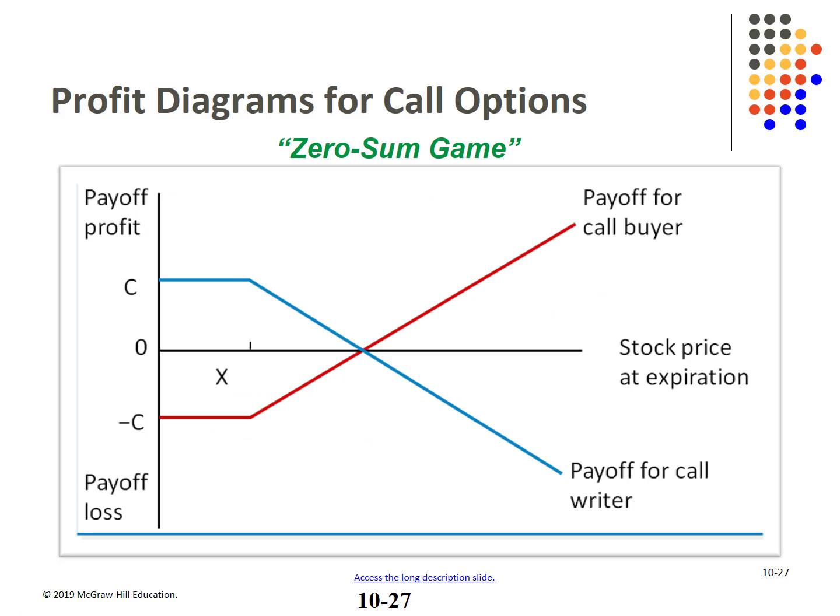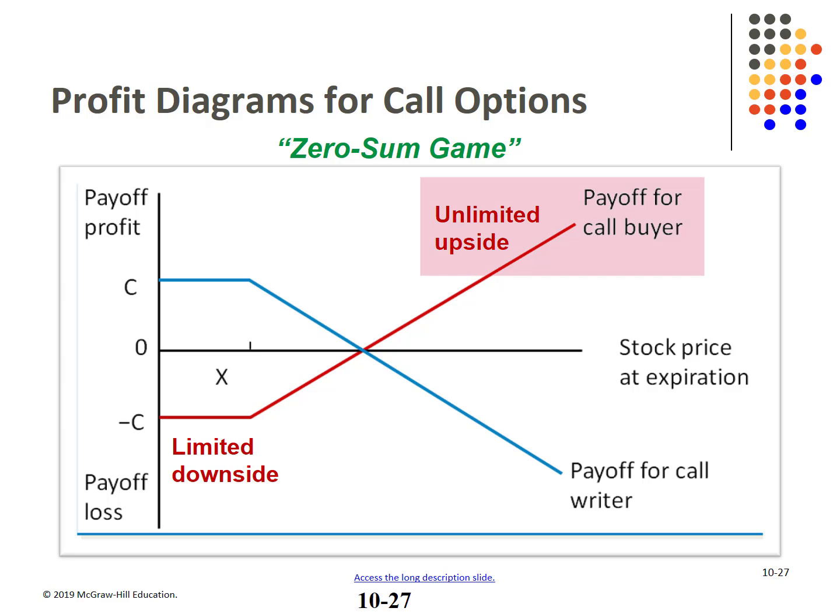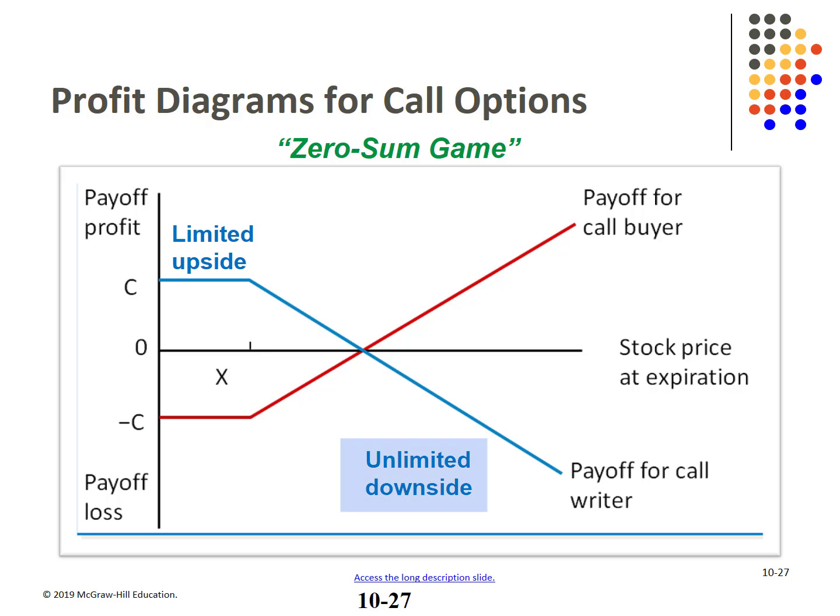Options are what are termed a zero-sum game, meaning the profit to one side is exactly matched by the loss to the other side. A call option buyer has unlimited upside, limited downside. The call writer has an unlimited downside, limited upside.